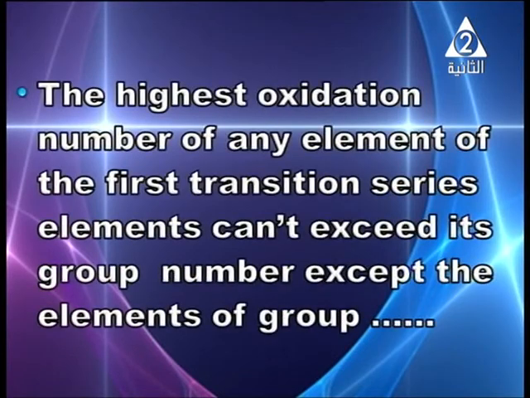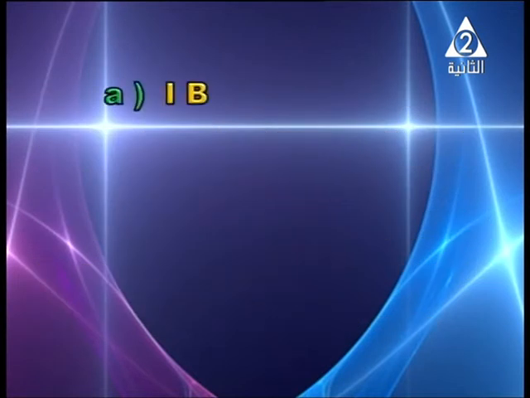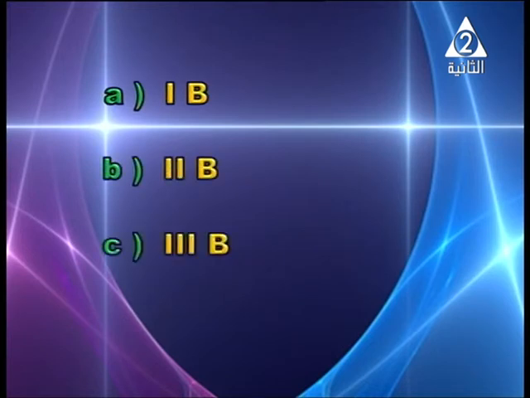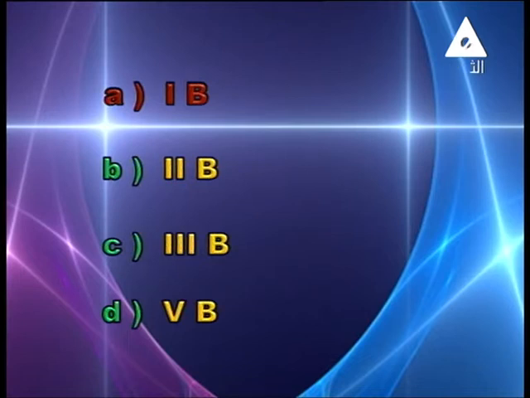The highest oxidation number of any element of the first transition series cannot exceed its group number except the element of group. Our choices are group 1b, group 2b, group 3b, and group 5b. The answer is group 1b because it has an oxidation number +1 or +2 in some cases like copper, or +3 even in gold.